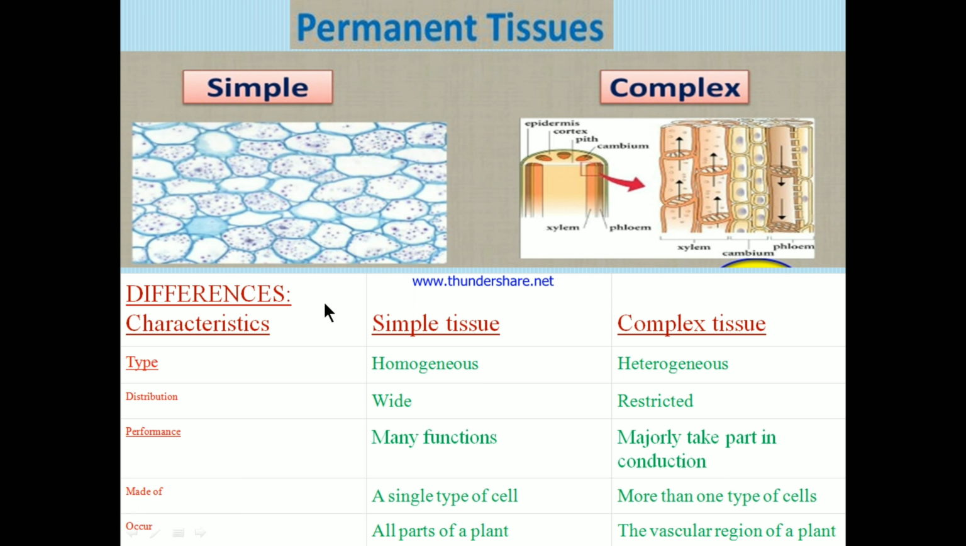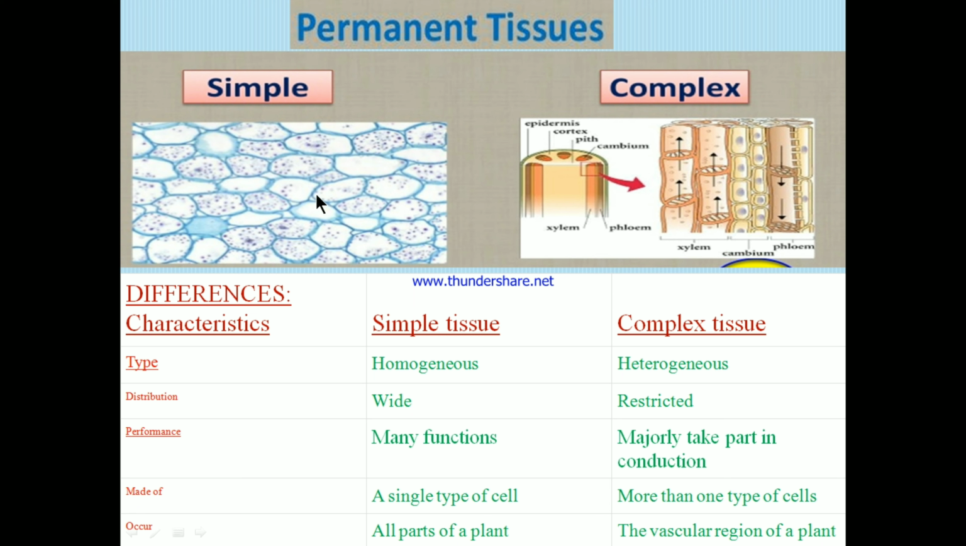Now distribution: the simple permanent tissues are found in almost all parts of the plant, which is why I've written here wide. On the other side, the complex permanent tissues are restricted, meaning they are mostly present only in the conductive part of the plant, the part responsible for the conduction of minerals, water, and food. So restricted, only found in certain parts of the plant, not all parts. So that's the second difference.